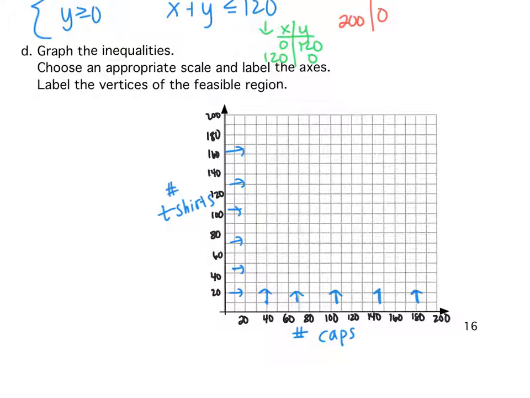Okay, so let's do the top inequality. We have 200 comma 0, which is this point right here. 0 comma 100, which is this point right here. Use a straight edge. Do not freehand this. And I'll tell you why in a minute. It's going to be much harder if you freehand it.